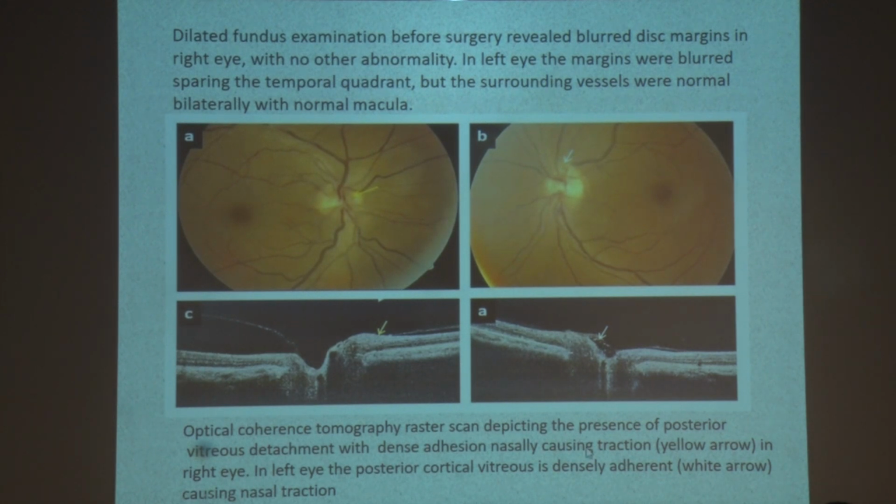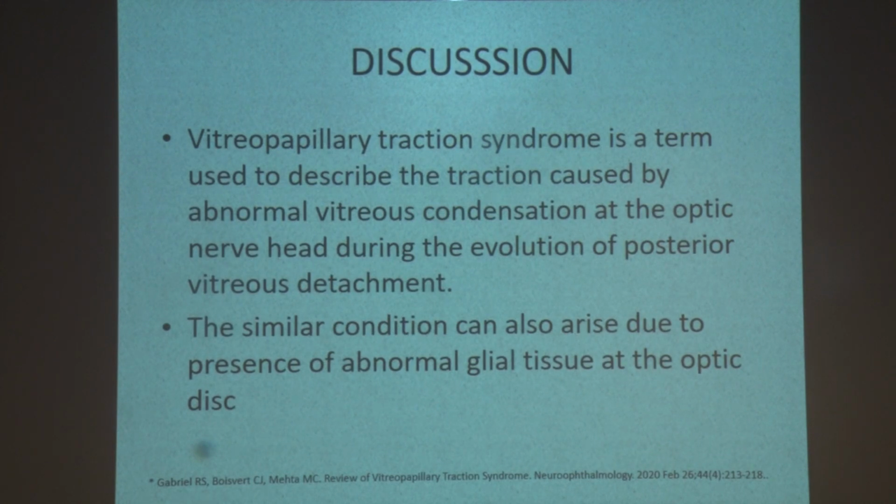What we see here is a posterior vitreous detachment that is still attached at the disc, and more so at the nasal margin, causing traction of the nasal margins in both the eyes. In this one, the PVD has been induced temporally, but here the vitreous is adherent only on the disc, where it is causing traction. So a diagnosis of vitreopapillary traction syndrome was made in this patient also, and she underwent cataract surgery, and on follow-up she recovered good vision.